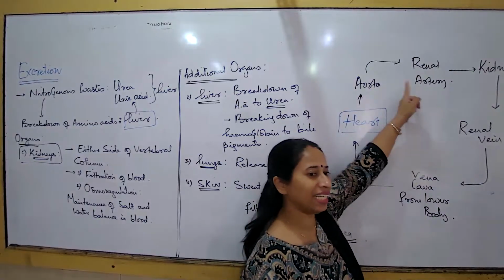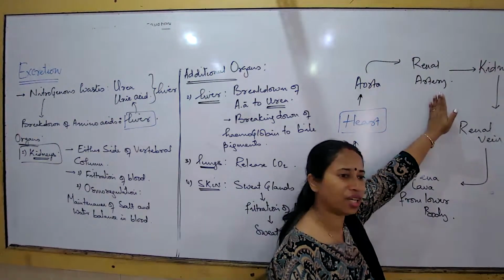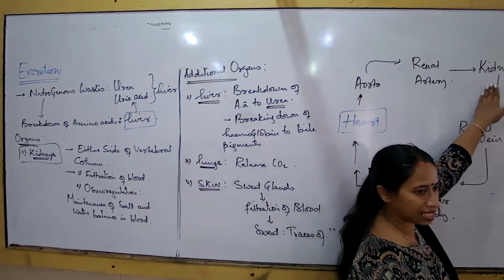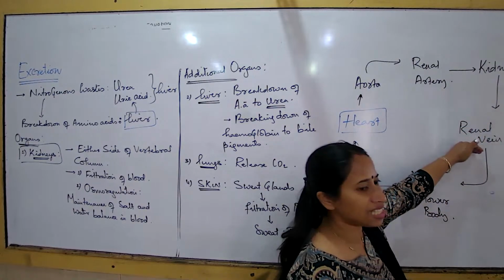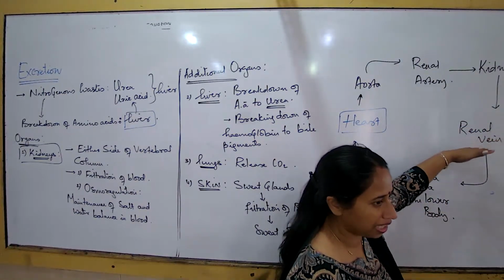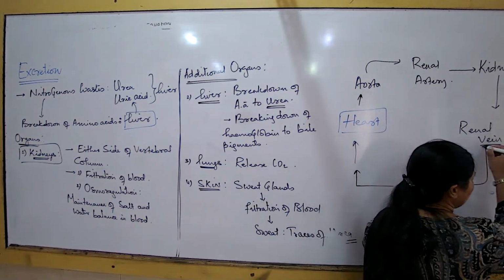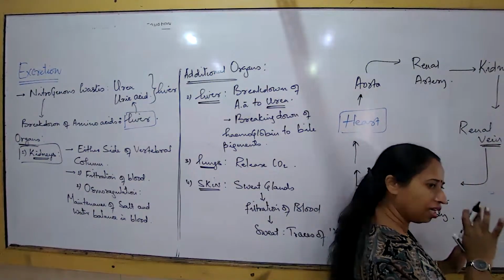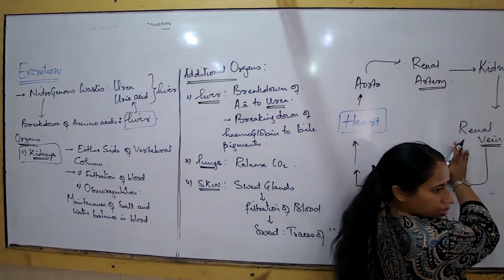अगर renal artery aorta का branch है, तो what type of blood is renal artery carrying? Oxygenated. So this oxygenated blood is going to the kidneys. From the kidney, the renal vein is coming out. What type of blood is the renal vein carrying? Deoxygenated. यहाँ पे कोई exception नहीं है, like the pulmonary artery, pulmonary vein. इसमें the same concept of oxygenated, deoxygenated.